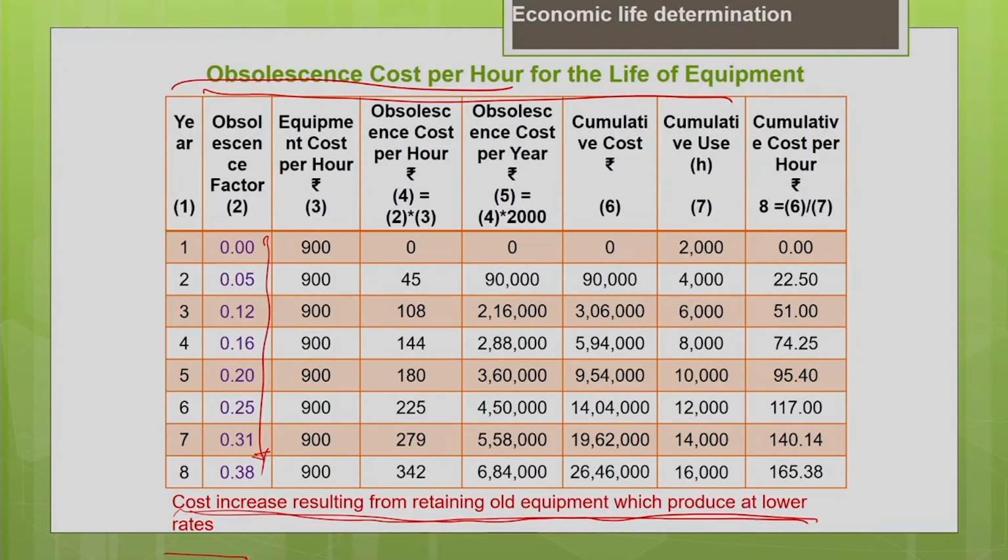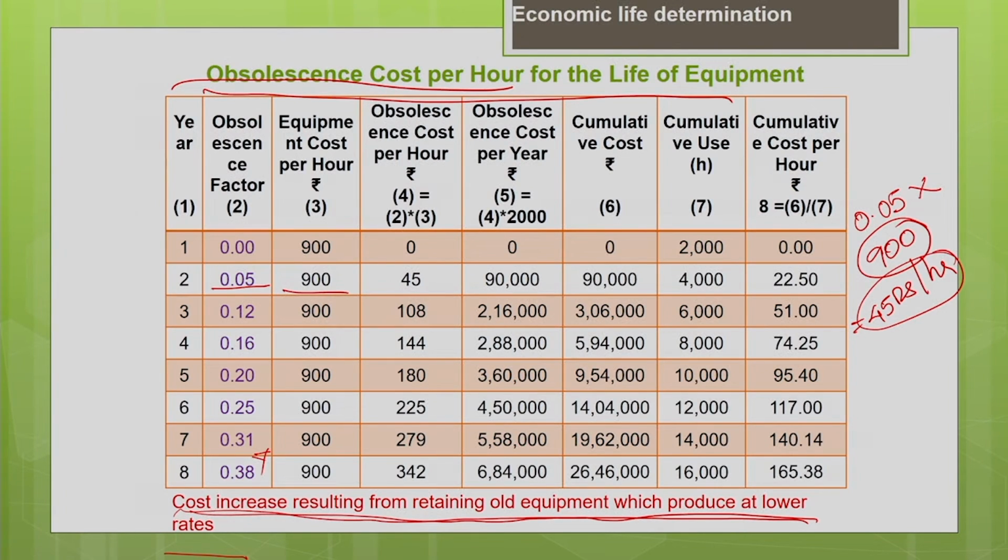This obsolescence factor is calculated as a percentage of the equipment cost. The equipment cost is approximately 900 rupees per hour, and we are going to use that value here. Calculate the obsolescence cost for every year. First year obsolescence is 0. Let us calculate it for the second year. The obsolescence factor is 0.05 multiplied by the equipment cost of 900, which gives you the obsolescence cost of 45 rupees per hour. Your equipment cost is 900 rupees per hour, and your obsolescence cost is 45 rupees per hour.